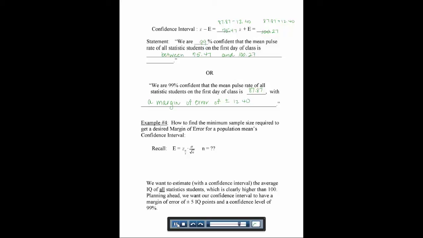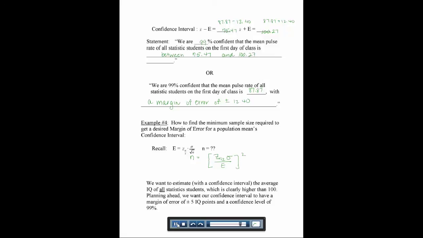Now just like we did in section 7.2, sometimes we want to find the minimum sample size. And we only do this when we happen to know the standard deviation of the population. Our sample size formula is n equals z alpha over 2 times sigma over E, that whole thing squared.